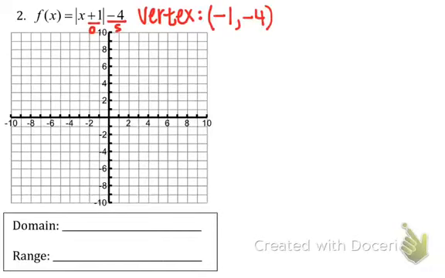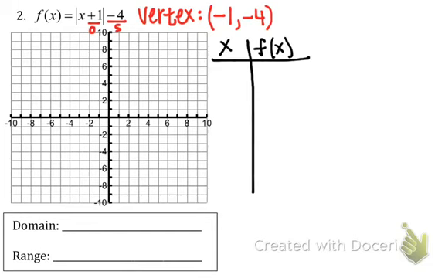Now that we have our vertex, we can insert that into a table of values for x and f of x. And remember that we want to stick that vertex in the middle of the table of values, and then from there list 2 x-coordinates directly to the left and 2 directly to the right. So our x-coordinates to the left of negative 1 would be negative 2 and negative 3. On the opposite side of negative 1, we would have 0 and positive 1.